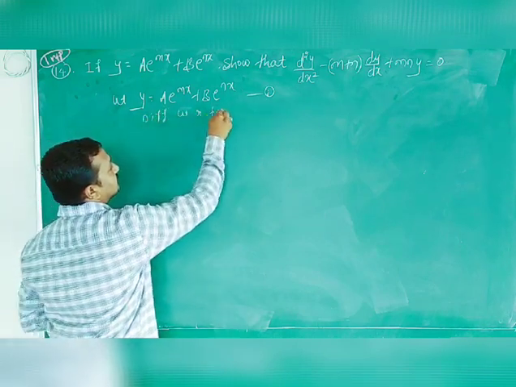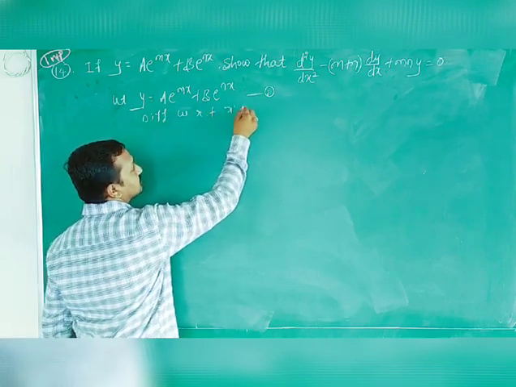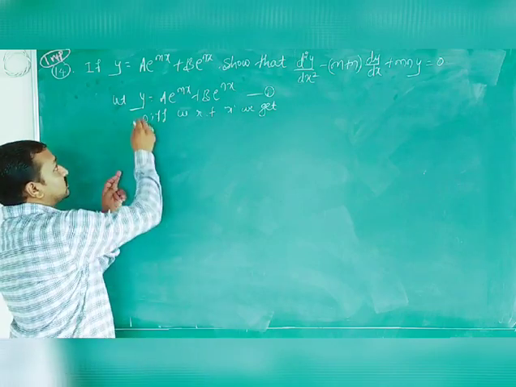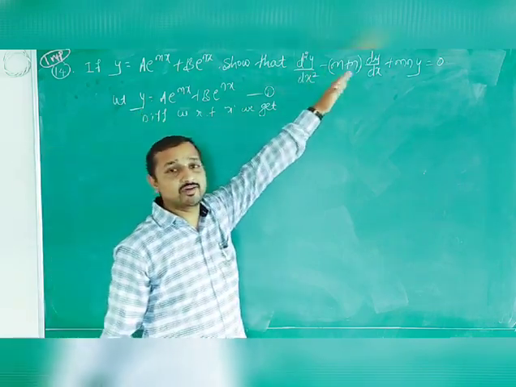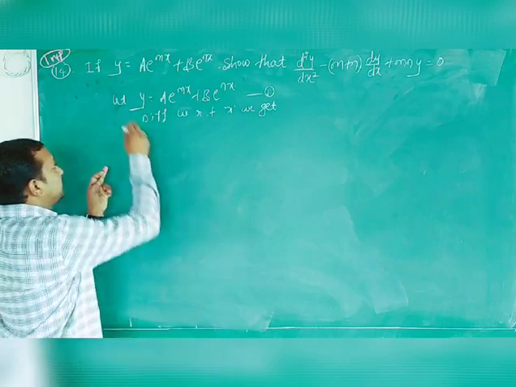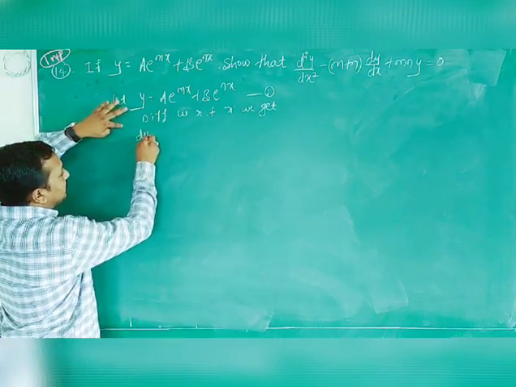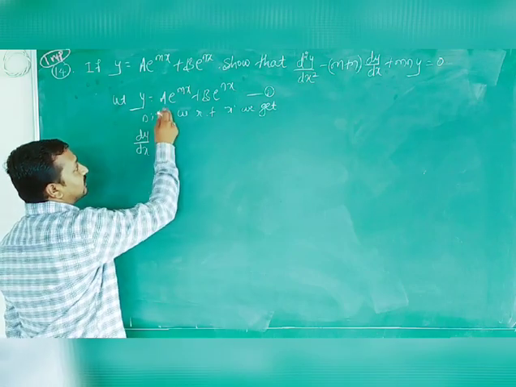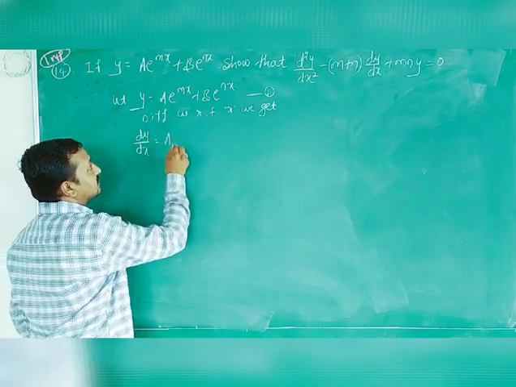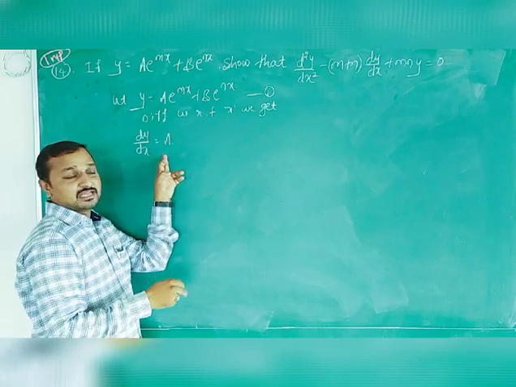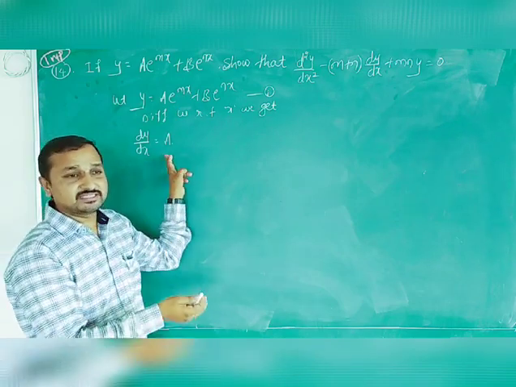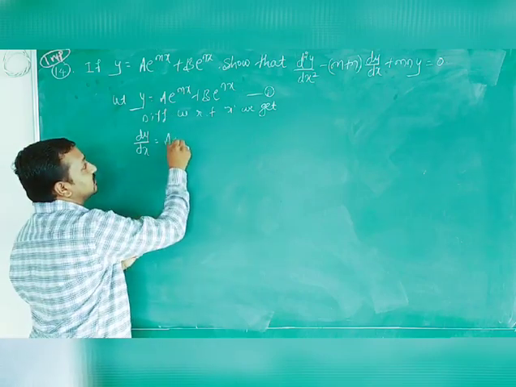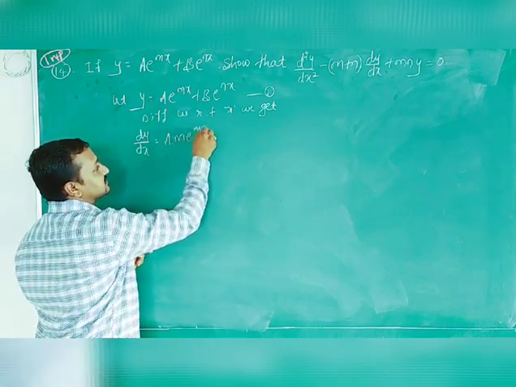Differentiate with respect to x. We get the derivative of y, dy by dx, is equal to: a is a common term, take it outside. What is the derivative of e raised to mx? Already I told you the derivative of e raised to ax is a times e raised to ax. Like that, the derivative of e raised to mx is m times e raised to mx.